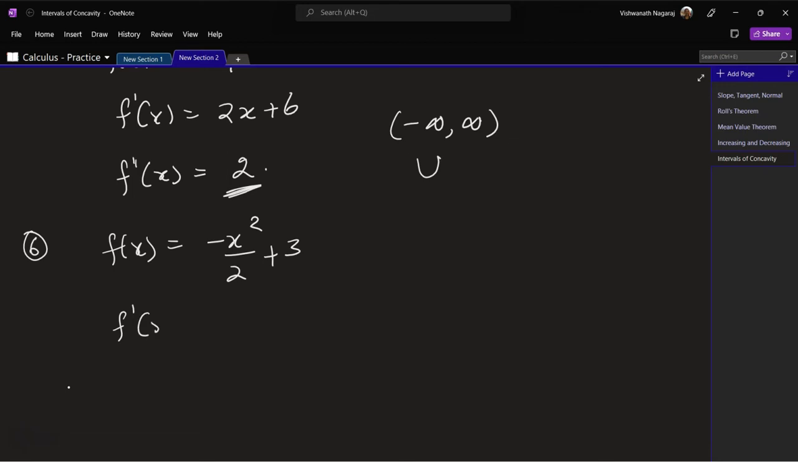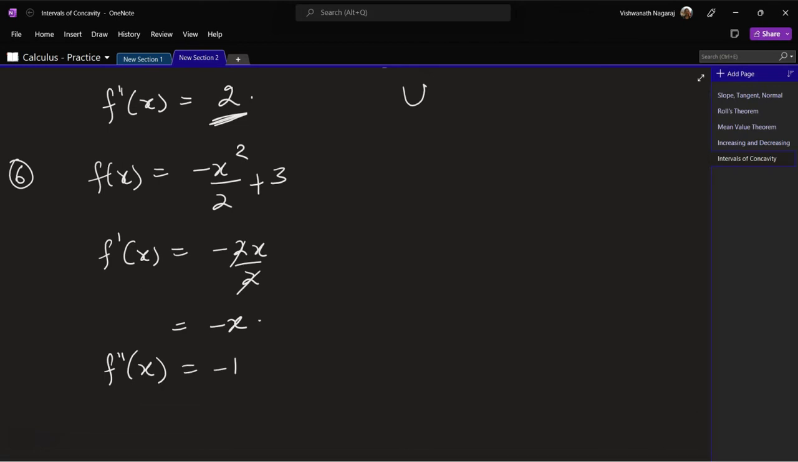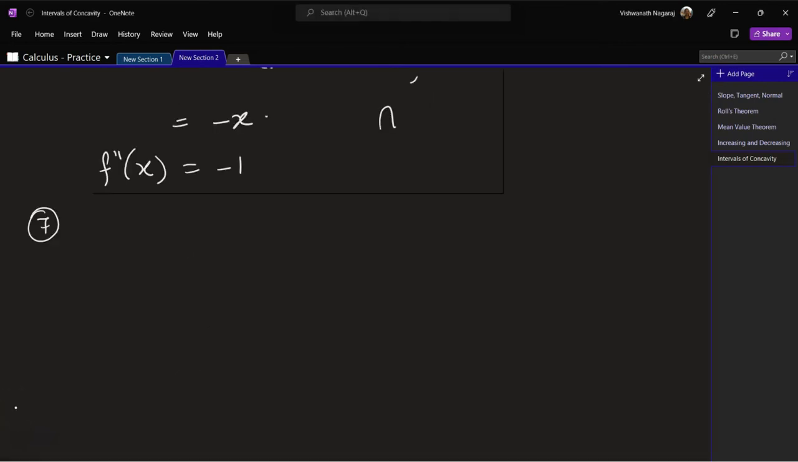So f prime of x is equal to minus 2x by 2, and 2 cancels, which is minus x, and f double prime of x is equal to minus 1, which means that there is going to be a single interval, minus infinity to infinity, and in that interval it is going to be concave down. Let's look at the seventh one, and this is going to be a little bit more challenging.